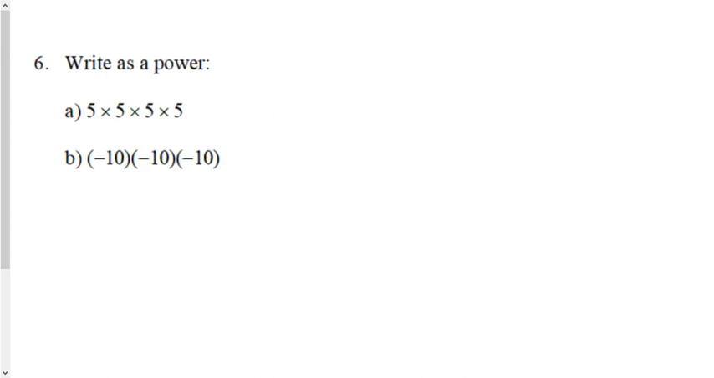Question 6 says, write as a power, or write in exponential form. 5 multiplied by itself 4 times, very simply, is 5 to the exponent of 4. Negative 10 in brackets, written multiplied by itself 3 times, is negative 10 in brackets, because that's the base, to the exponent of 3.